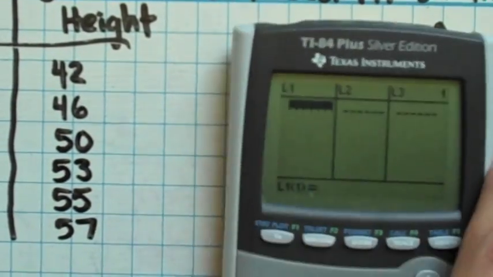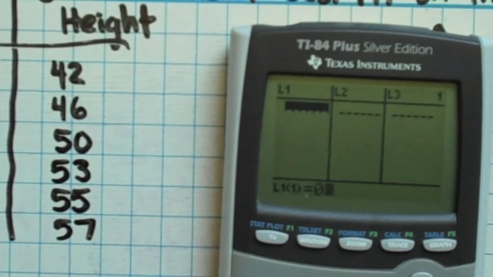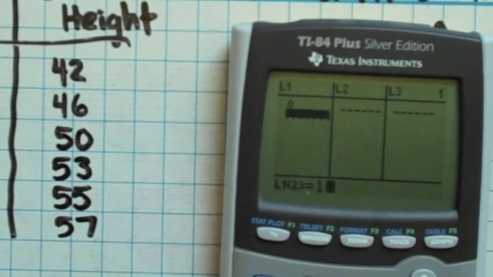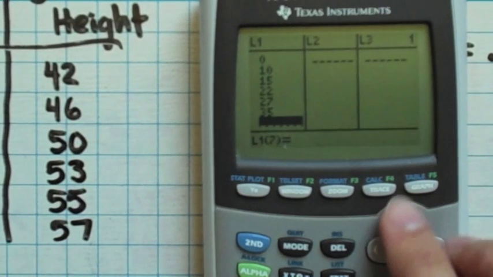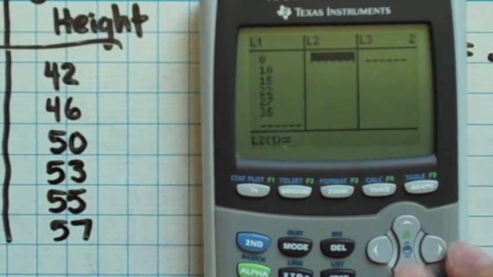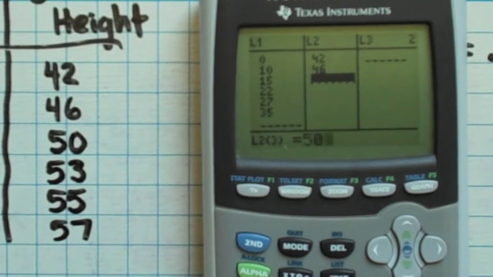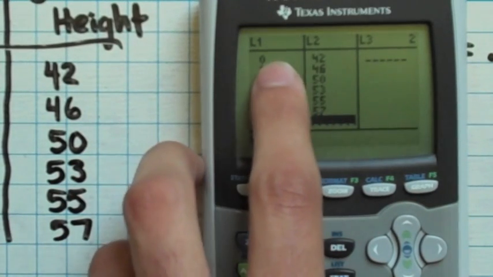My X's are going to be, let's see, 0, 10. I'm just typing in the X's for my table. I apologize that I can't actually show them on my screen here. You'll be able to see the Y's in a second. There are my X's. And then I'm going to scroll over right here, and I'm going to type in my Y's. So I have 42, 46, 50, 53, 55, and 57. Notice that my points do line up like they do in the table.